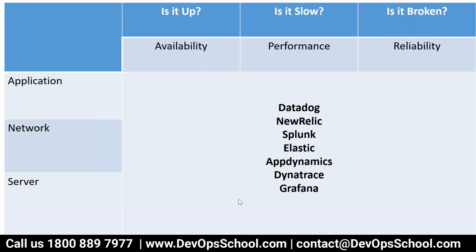So yes, our goal, our objective is to find out whether my application is available, is it up? Is it slow, any performance issues? I want to know whether my application is reliable, is it broken? I want to know my application availability, performance, reliability. I want to know network availability, network performance, network reliability. I would like to know server availability, server performance, server reliability. In a simple way, is my server up? Is it slow? Is it broken? My network is up, slow, broken. My application is up, slow, broken. And I would like to know complete information.